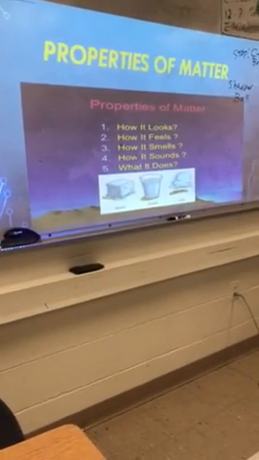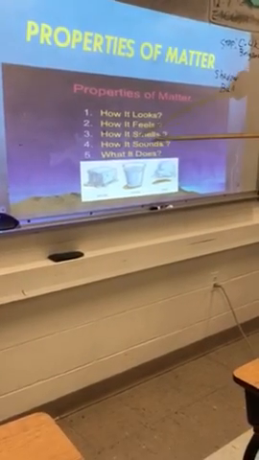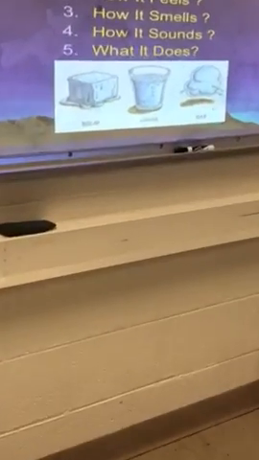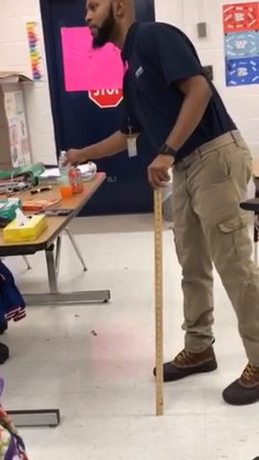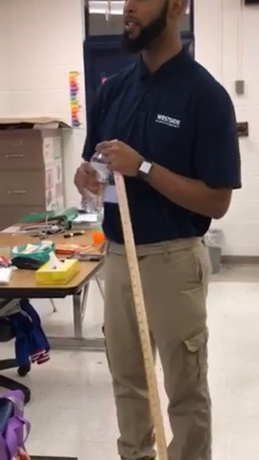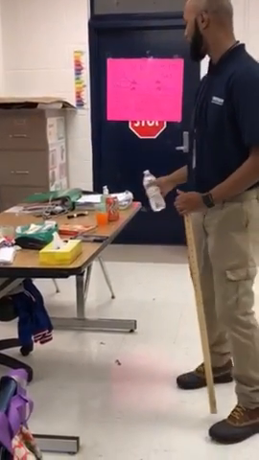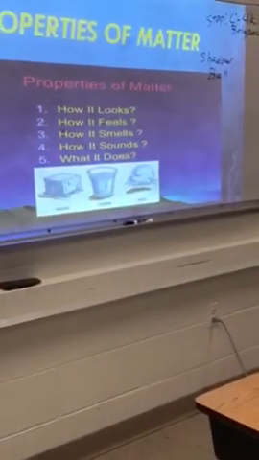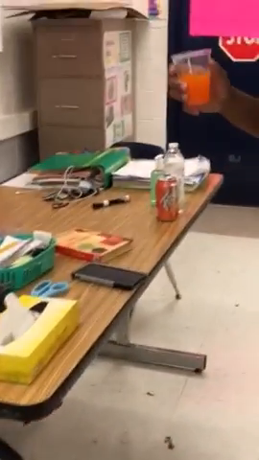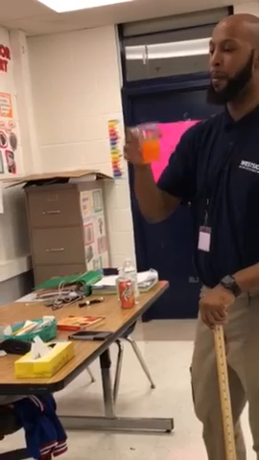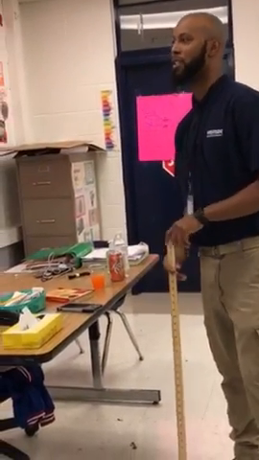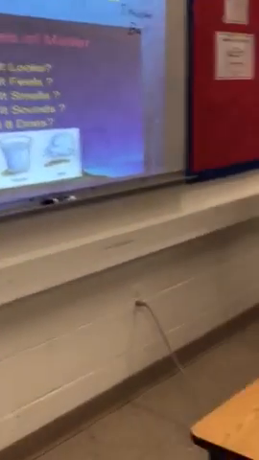All right, some of the properties of matter: how it looks, how it feels, how it smells, how it sounds, and what it does. So, for example, how does this book sound when I drop it on the ground? It sounds very loud and noisy. How does this water feel when I pour it on myself? I'm not going to pour it on myself, but if I did, it would feel very slippery and very wet. And lastly, how does this drink look? It looks colorful with a lot of bubbles inside of it. If I go up close, you can actually see the bubbles in the drink. Those are some of the properties of matter.